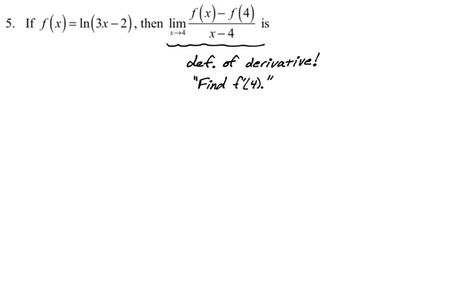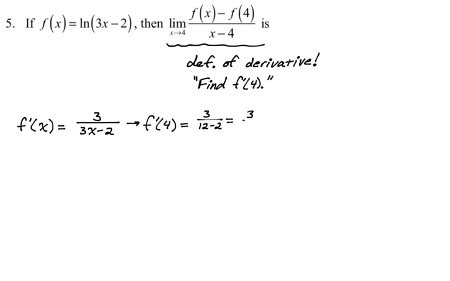And we were told what f of x is. It's natural log of 3x minus 2. So let's find f prime. The derivative of natural log is 1 over u times the derivative of u, so 3 over 3x minus 2. And therefore, f prime of 4, we just sub in, 3 over 12 minus 2, which is 3 over 10. So our answer is 3 over 10. All right, new problem.